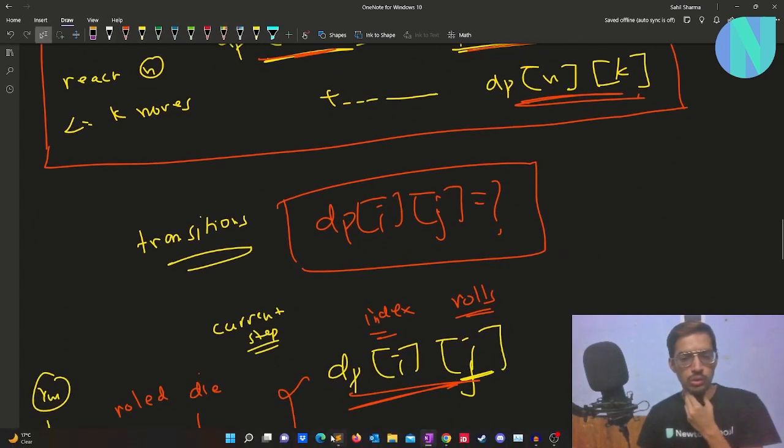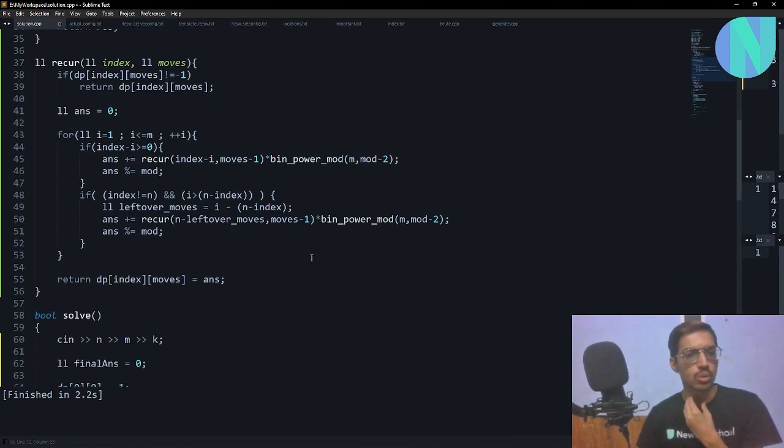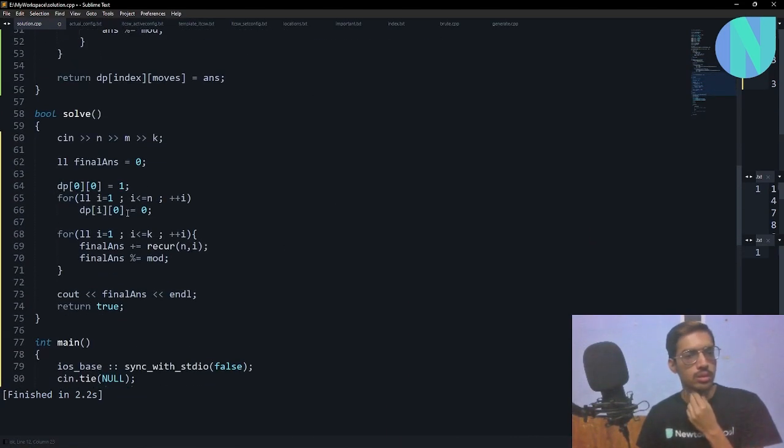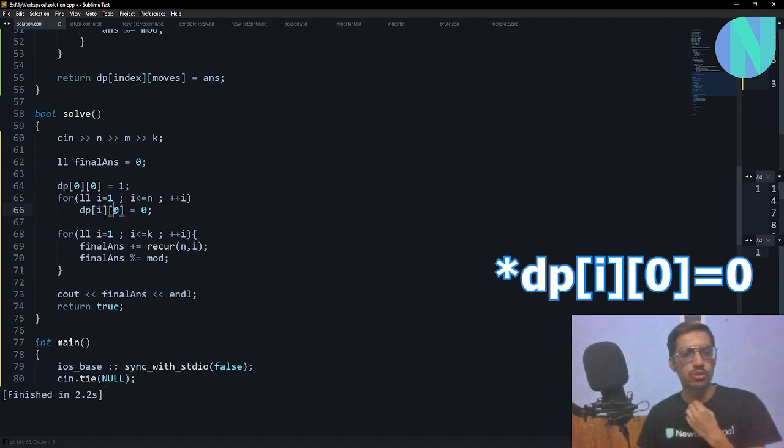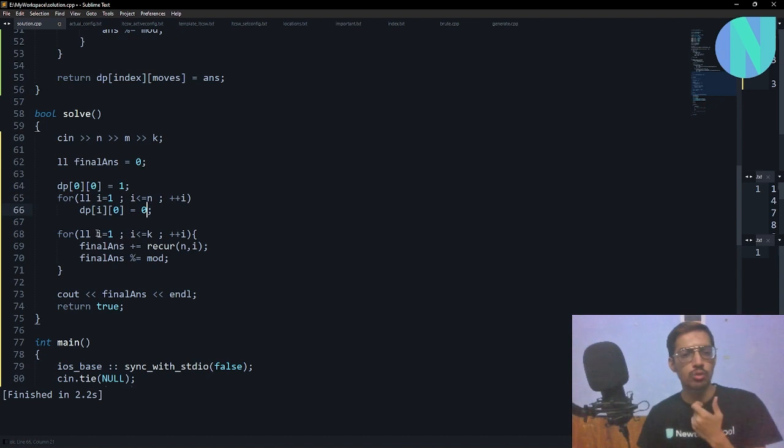And if you guys want to see the code for this, here is the code. I will define a dp. My dp of 0, 0 is equal to 1. That is the probability that I am at index 0 at 0 moves is 1, right? Because that is absolute. That is my base case. So dp of 0, 0 is equal to 1, and dp of every other index at 0 moves is 0. Then I will go over every value from 1 to k, and I will compute dp of n, i for every i from 1 to k, and I will add them. And that will be my final answer.